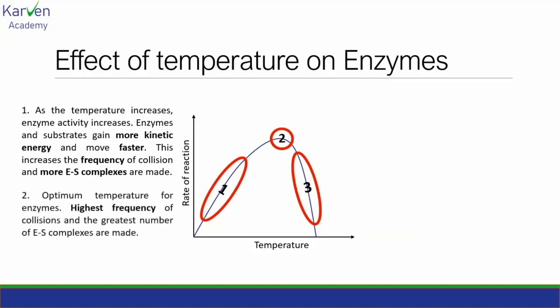Point 2 is at the optimum temperature for the enzyme, and it's where the highest frequency of collision and the greatest number of ES complexes can be made.